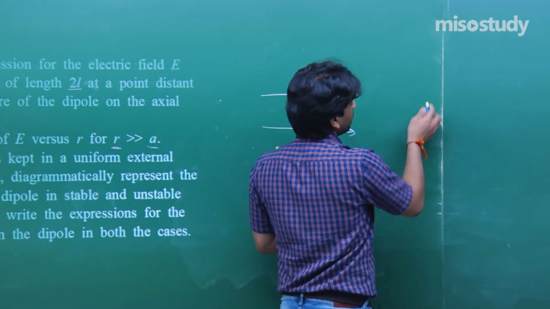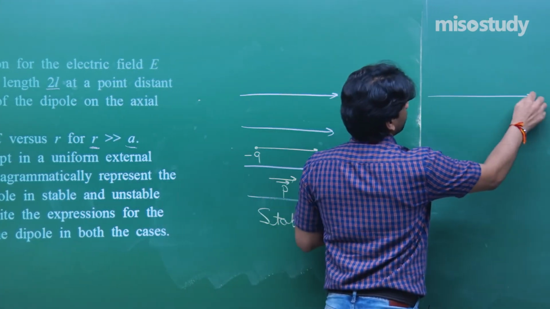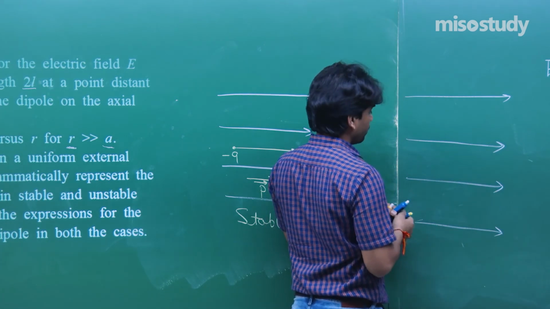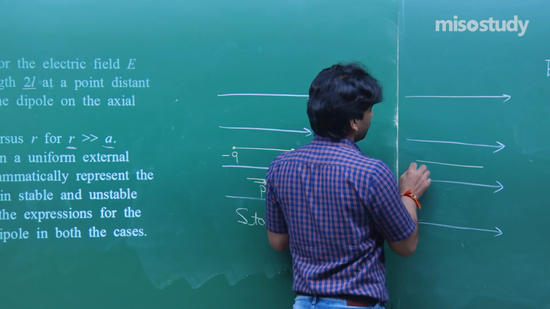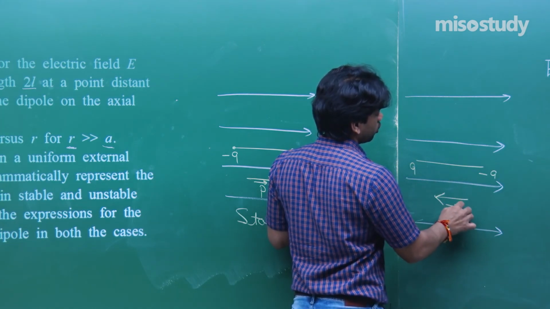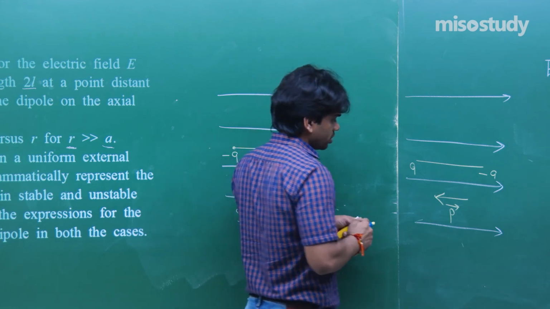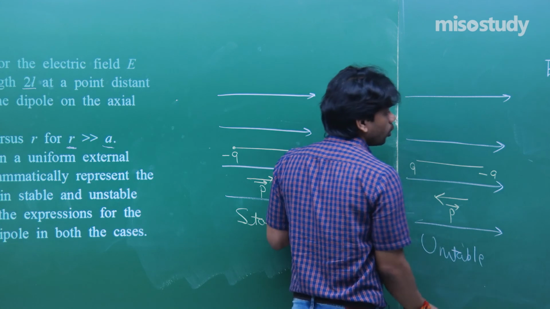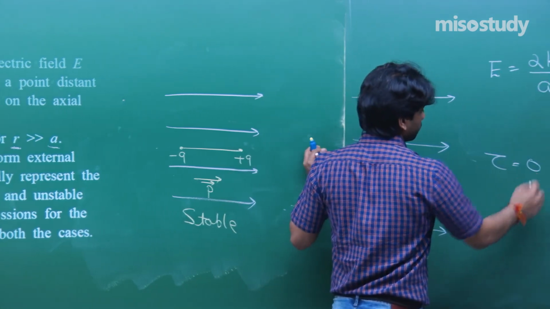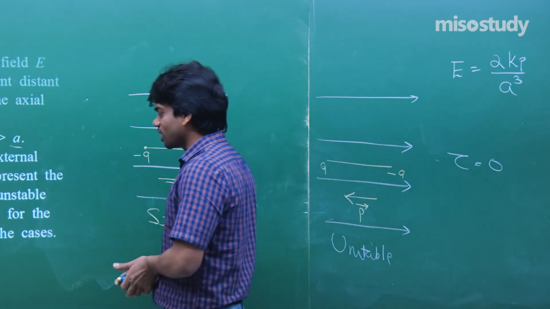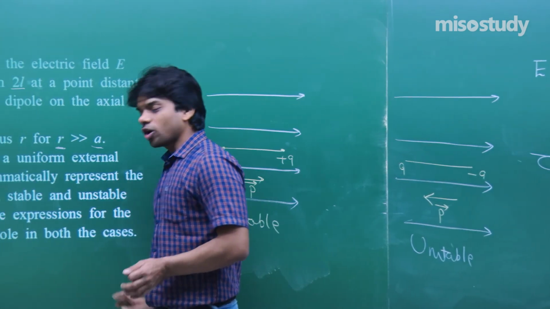and unstable, and for the reasons, if you have seen my classes of the dipole, you would be having the idea. This is dipole moment is in the opposite sense. So this is the case of unstable equilibrium. In both the cases, torque will be 0. Torque goes to P cross E, P sin theta, sin 0, sin 180, both are 0. So in both the cases, torque will be 0.